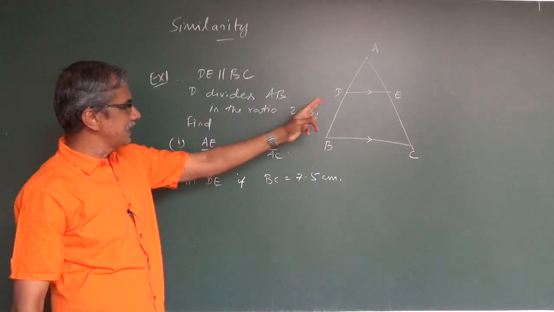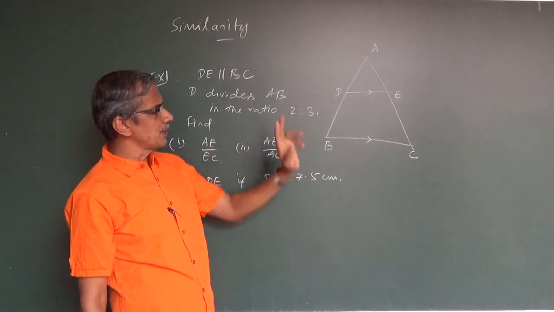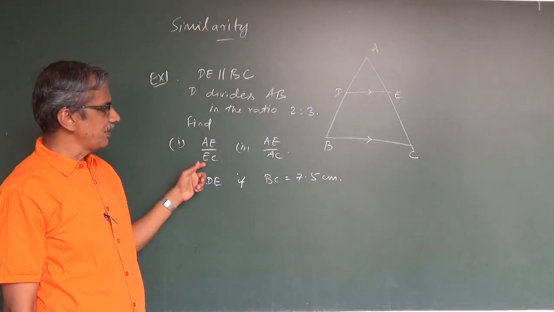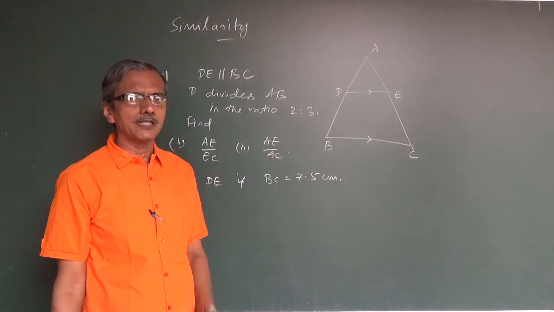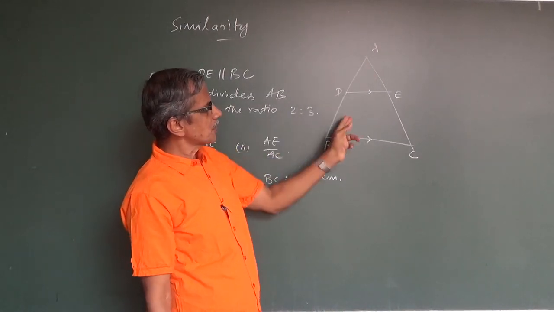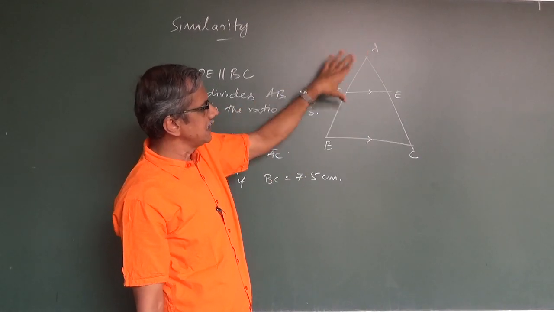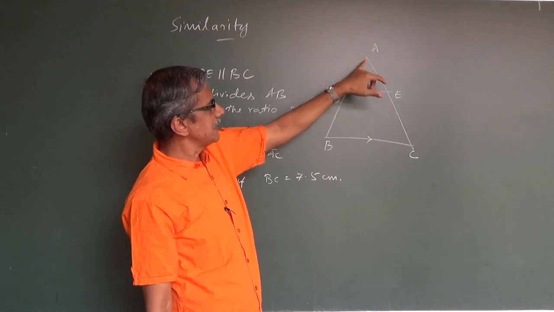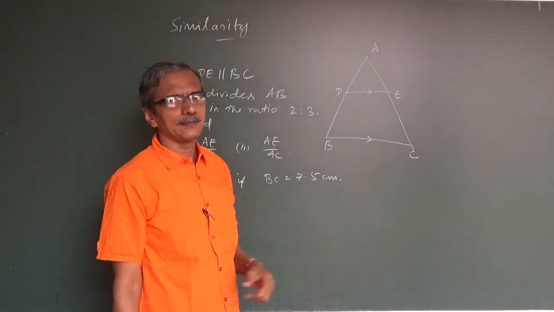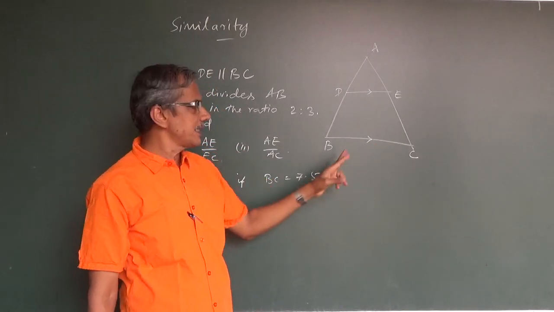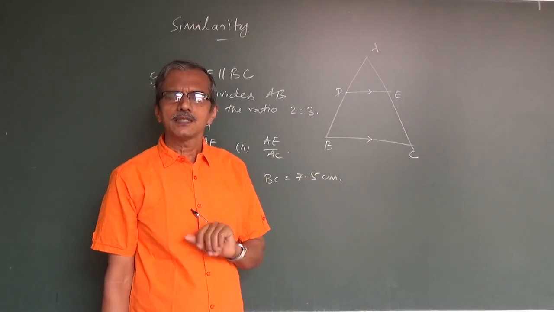What is given is DE is parallel to BC and D divides AB in the ratio 2:3. This is what is given and we have to find this. Why I say you should use similarity and not basic proportionality is, basic proportionality theorem deals with only two sides. That is, this line is dividing these two sides proportionally. It is not talking about the third side. So you can end up making a mistake about the third side. If you have to consider the third side, you have to use similarity.